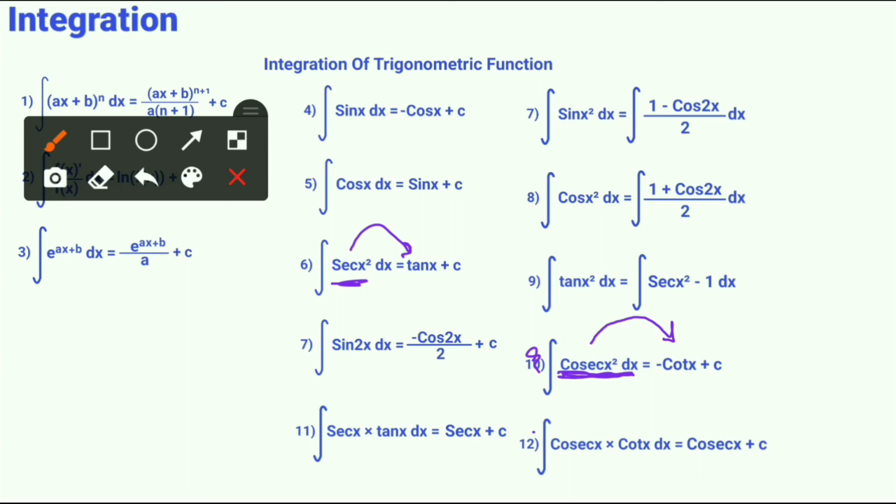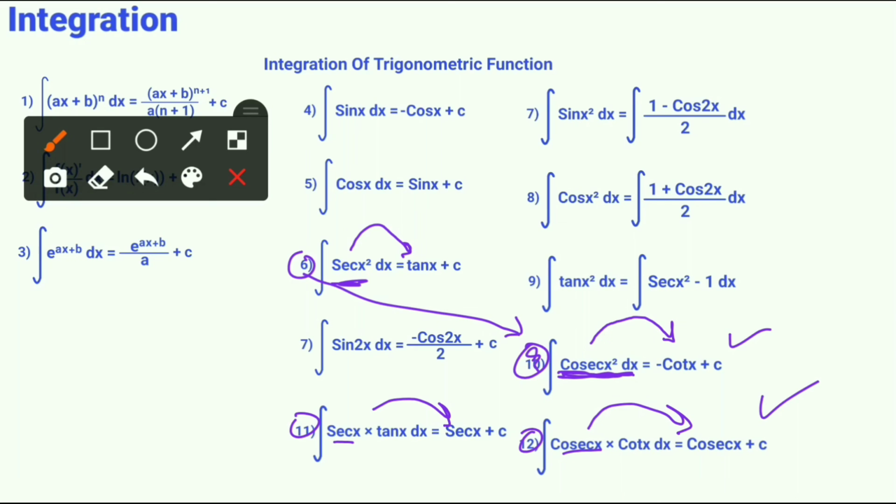Okay, and then similar, same thing happening. Sec x multiplied by tan x, then the integral would be sec x. Cosec x multiplied by cot x would give minus cosec x. Okay, so you just need to remember it, and always remember that these two are similar and these two are similar. Okay, now going to number 13, let's say cot x, doing the integral of cot x.